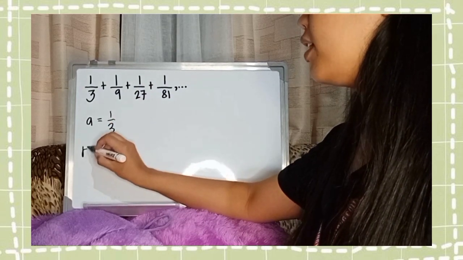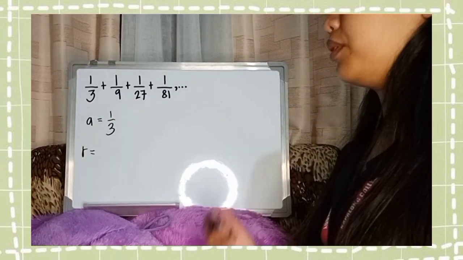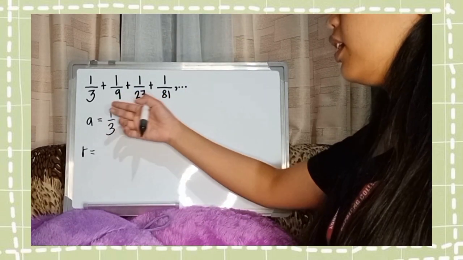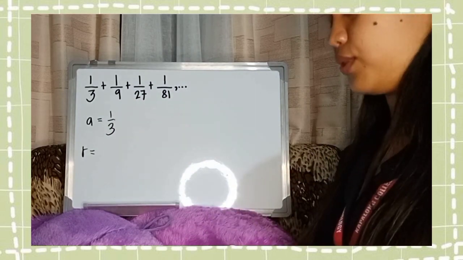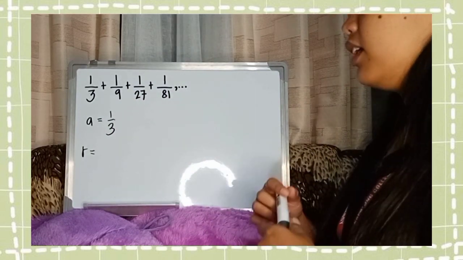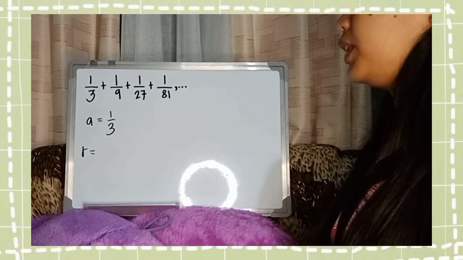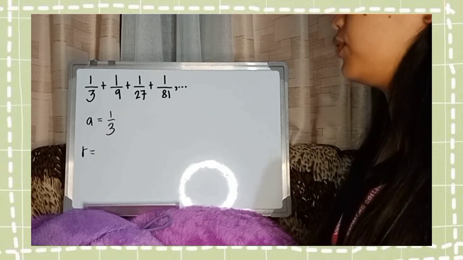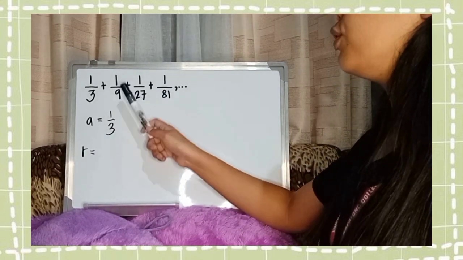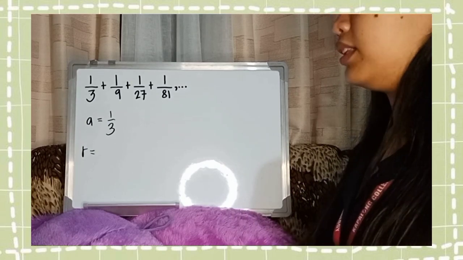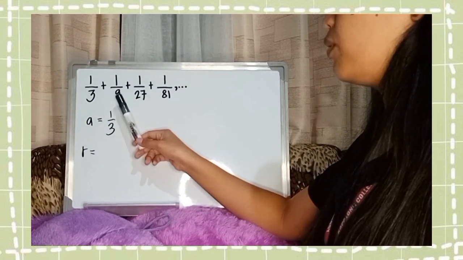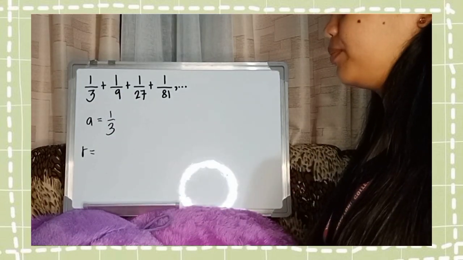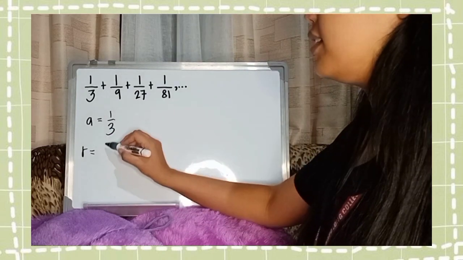Next is to find the value of our r, or our ratio. As you can see, we cannot easily identify from these numbers what our ratio is. In order to find the ratio, we simply divide the succeeding term by its previous term. For example, we divide 1 over 9 by 1 over 3, and the answer would be 1/3. Same with 1 over 27 divided by 1 over 9, which is also 1/3. Therefore, our ratio here is 1/3.